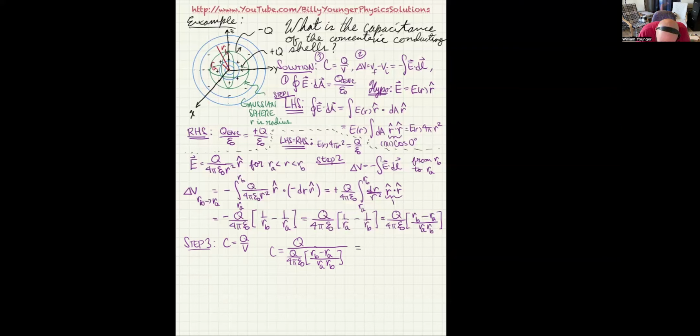So when I do that, the 4 pi epsilon naught becomes part of the numerator, but so does the RA times RB. So 4 pi epsilon naught RA RB is the numerator, and the denominator turns out to just be RB minus RA. So we now have the complete formula for the capacitance of this spherical capacitor, and that is C is equal to 4 pi epsilon naught RA RB over RB minus RA, like that. And that is our answer.